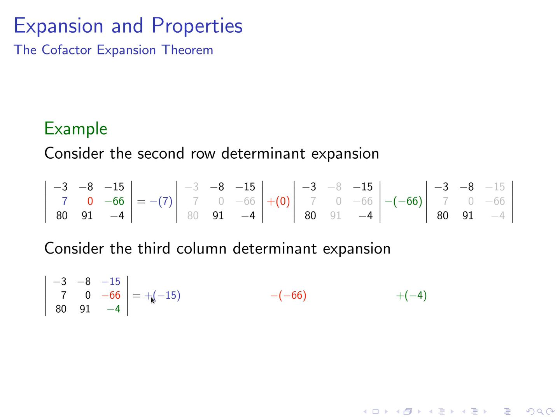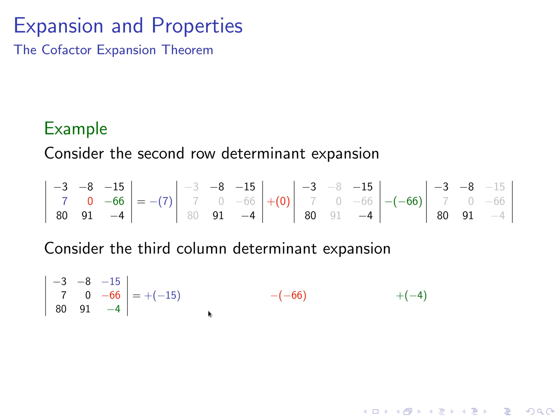And the way to figure out whether or not we're scaling the first term by plus or minus 1 is to look at the entry, or the location of the entry. -15 is in the 1, 3 position of this matrix. So we want to multiply -15 by -1 raised to the 1 plus 3, which is -1 to the 4, which is plus 1. So -15 is scaled by plus 1, which means that the next term will be scaled by -1, and then the next term, -4, is scaled by plus 1.